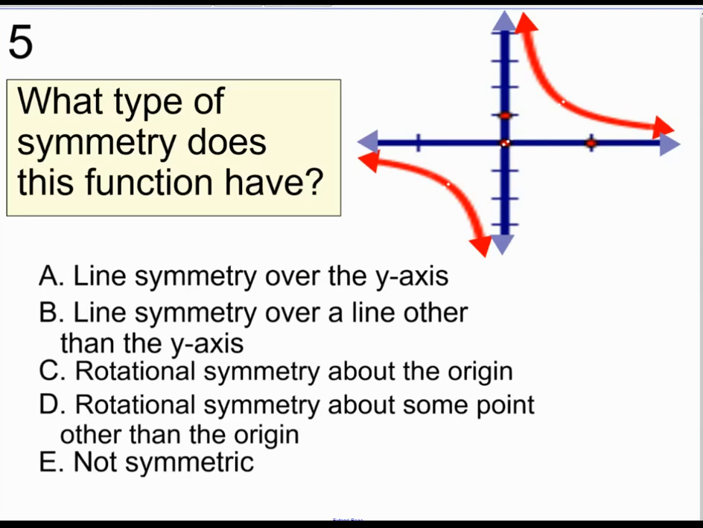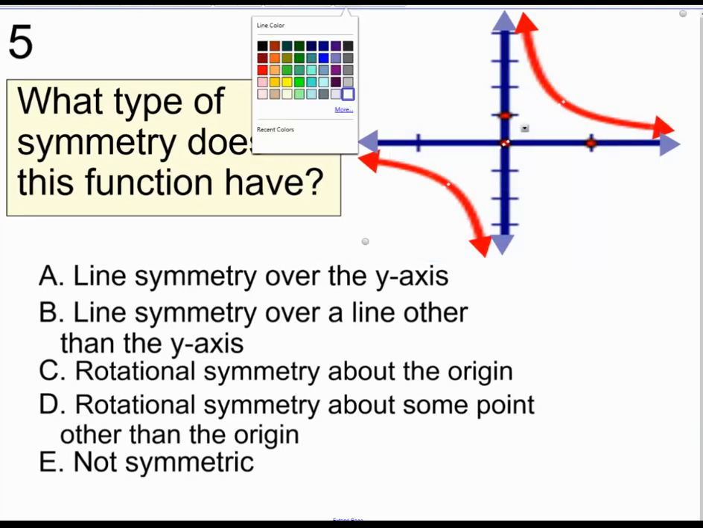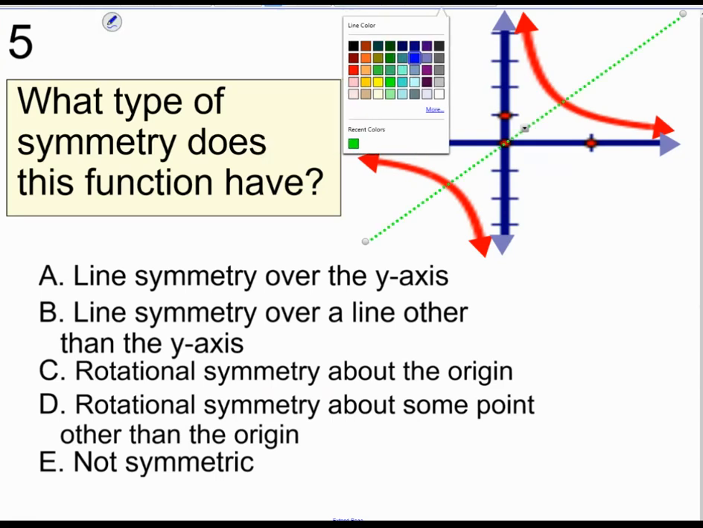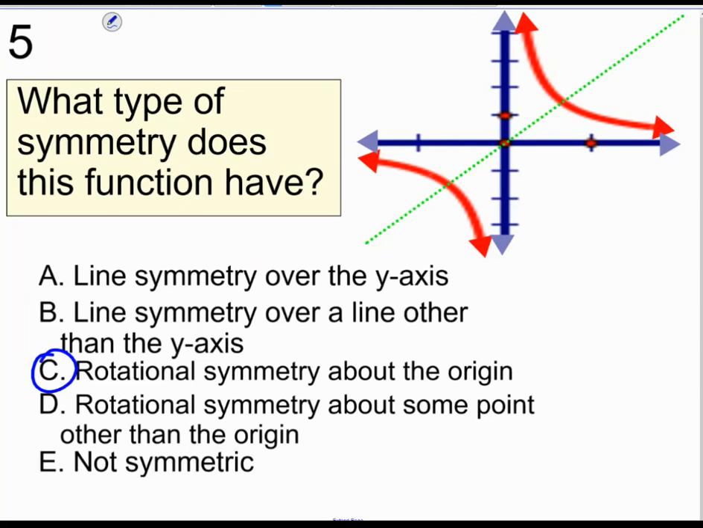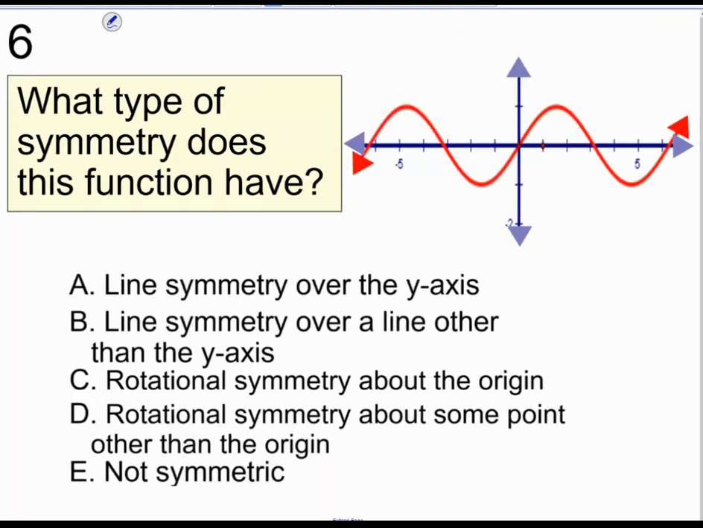This is the division function. The division function is actually symmetric over this line right here. And so there's two answers. But for what we're studying, we want to say it has rotational symmetry. And if it would reflect over the y-axis to here, and then that would reflect over the x-axis to there. This is the sine function. Guess. We like guessing. It is rotational about the origin.